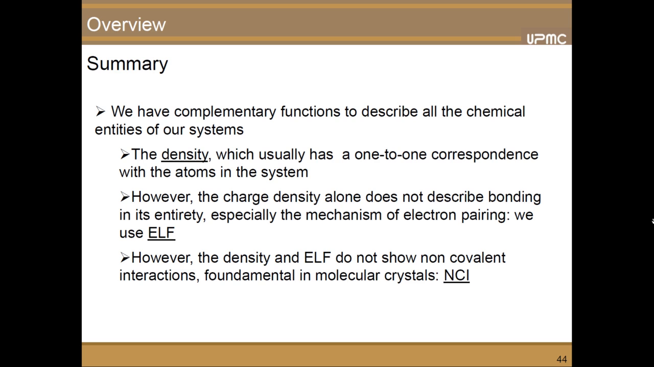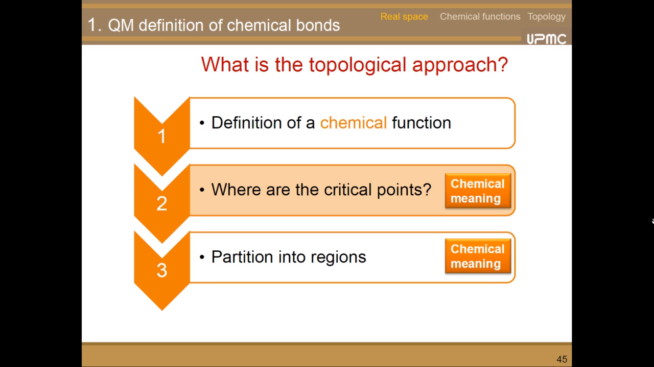So as a summary for this part, we have complementary functions to describe what is happening in our system. If we want to understand where the atoms are, where the bonds are, especially covalent bonds, we can just use the density. If we want to see where those covalent bonds are, but we also want to see lone pairs, then we go for the electron localization function. And if we have non-covalent interactions, we have to go for NCI. Obviously, you can do a mixture of all these methods in the same picture and understand how everything is working out in your system. So now, that's for the picture, but we want to go quantitative.